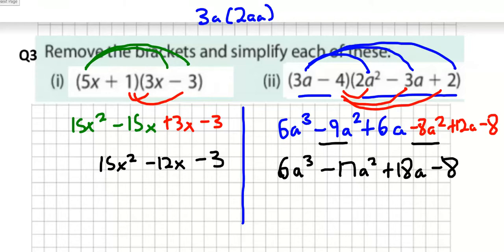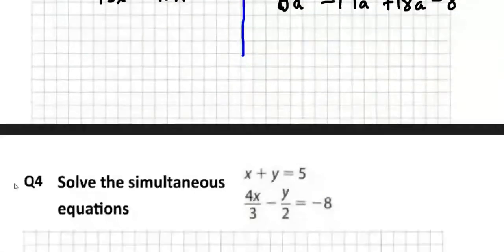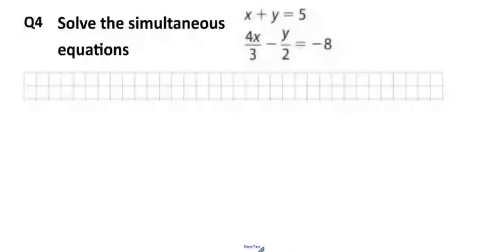Good job, lads. All right, 4's down here, is it? All right, this was difficult, but a lot of you got it out, to be fair to you.